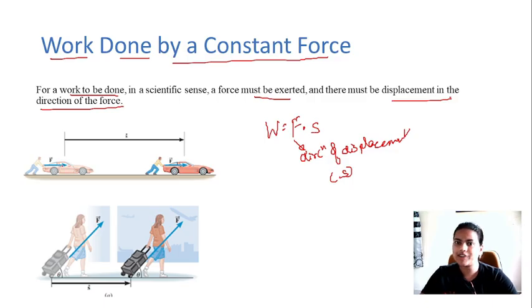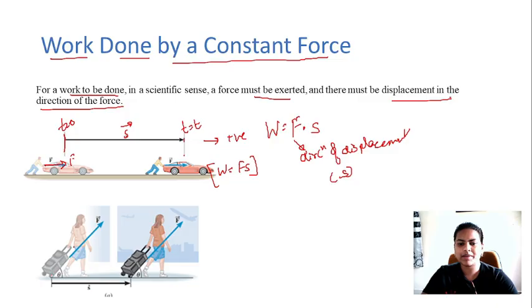Let's understand from this example. When you are pushing a car, this is the force direction and this is the displacement. At time t equals 0, this is the point where you started, and at time t, you reached this point. So this is the displacement S in the positive X direction, and the force is also applied in the same direction. So work in this case is equal to F times S.